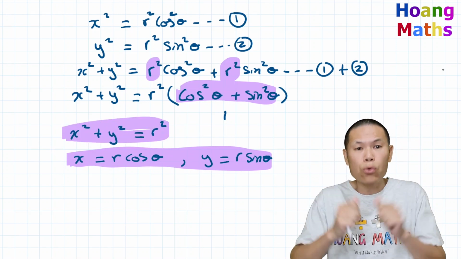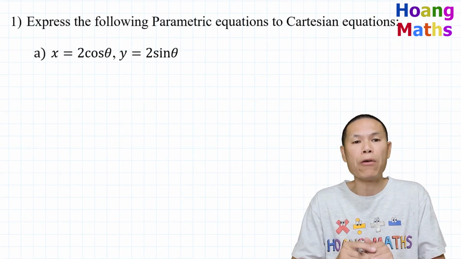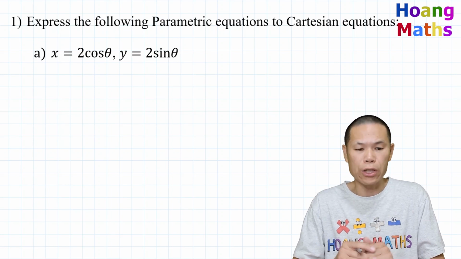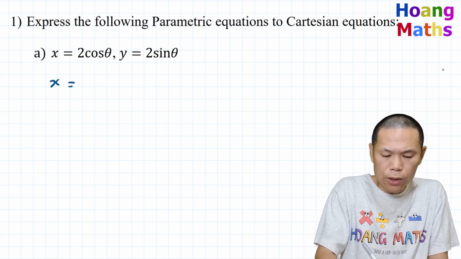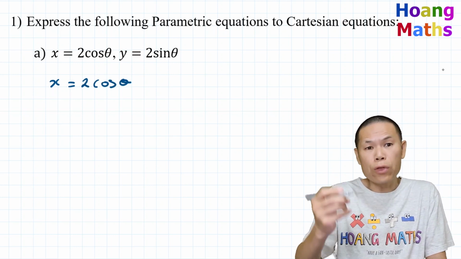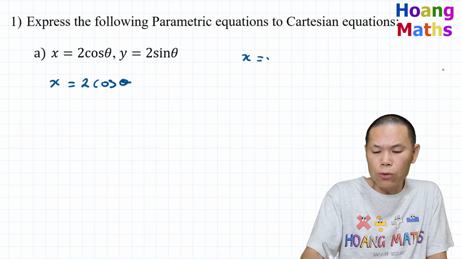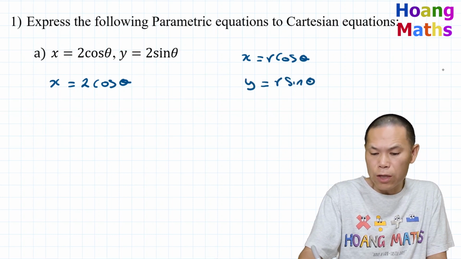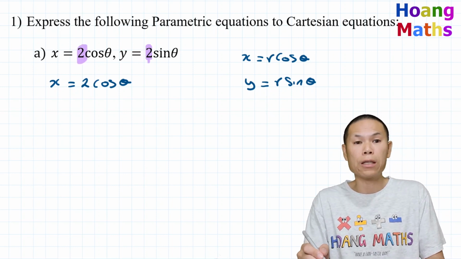Okay, so let's go through a couple of examples. Let's convert these parametric equations to Cartesian equations. Let me write this down first. x is equal to 2 cos of theta. And we know that the parametric equations for a circle are x is equal to r cos of theta and y is equal to r sine of theta. So we know that this is the r, the radius of the circle.